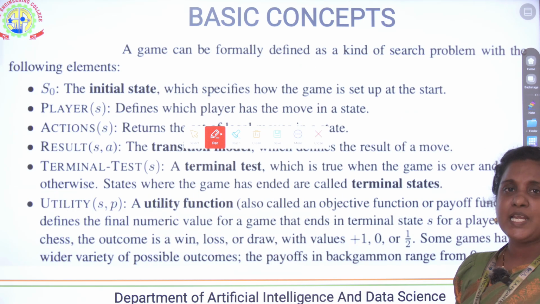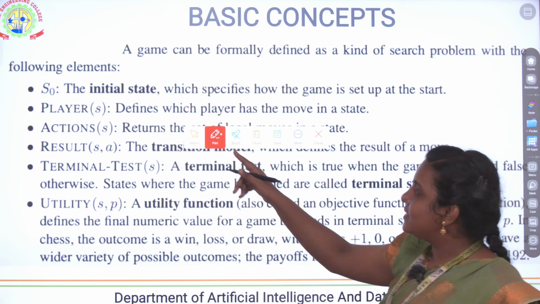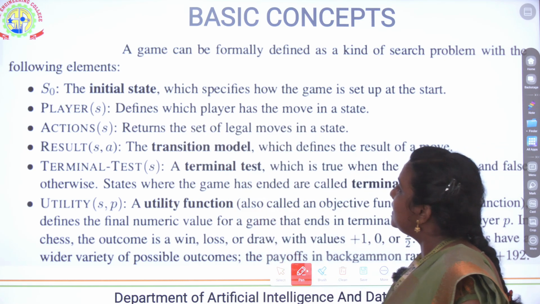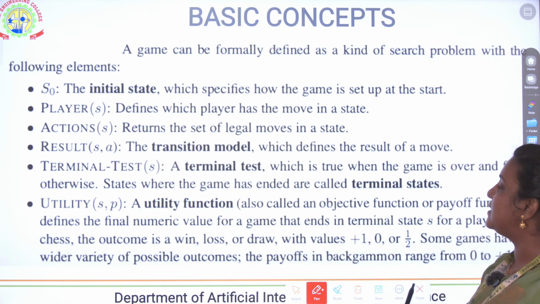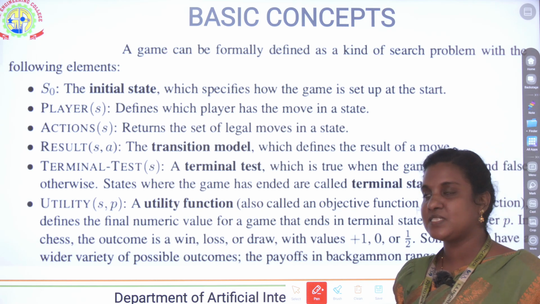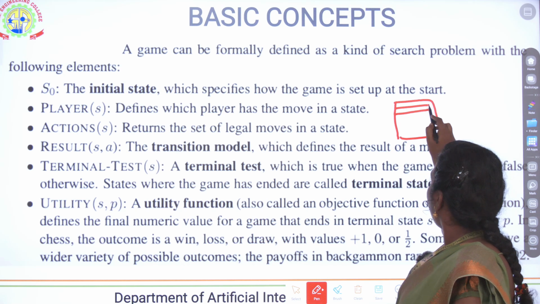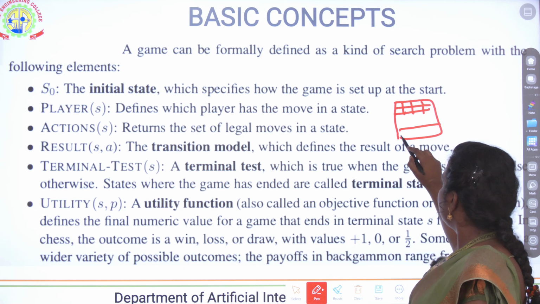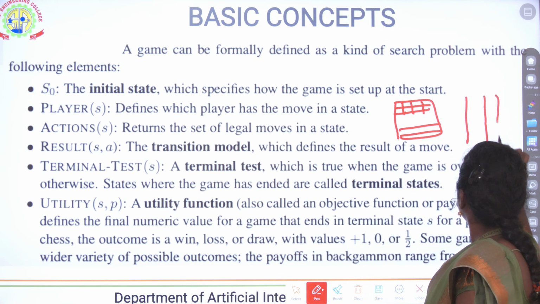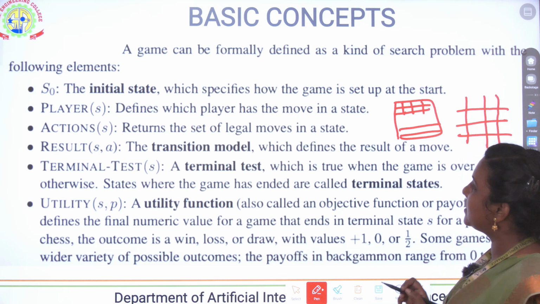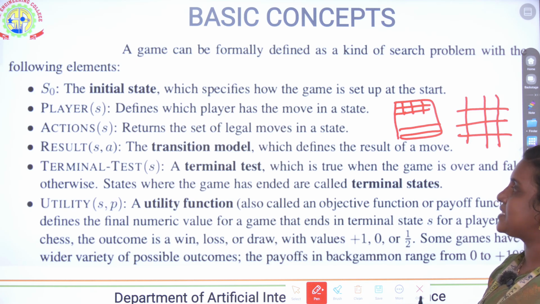Next, a game can be formally defined as a kind of search problem with the following elements. S0 is the initial state, which specifies how the game is set up at the start. For example, if you take a chessboard, first the players' coins will be at the starting position. If you take a tic-tac-toe game, initially it will be empty. Next is player, which defines which player has the move in a state.